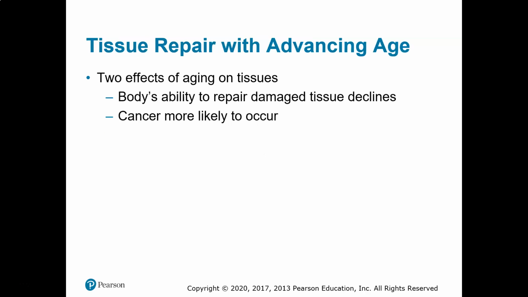Okay, and just really quickly, when we get older, the body's ability to repair damaged tissue declines. An older person can get an injury and it not repair itself for weeks and weeks, whereas a younger person can get an injury and be fine in a few days. And older people are more likely to get cancer, which is just mitosis that has gone out of control. So tissue cells will divide and divide and form a tumor a lot more often with older people.